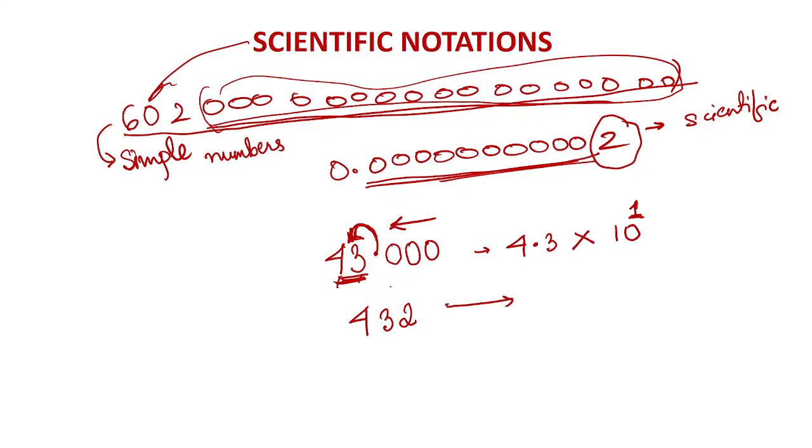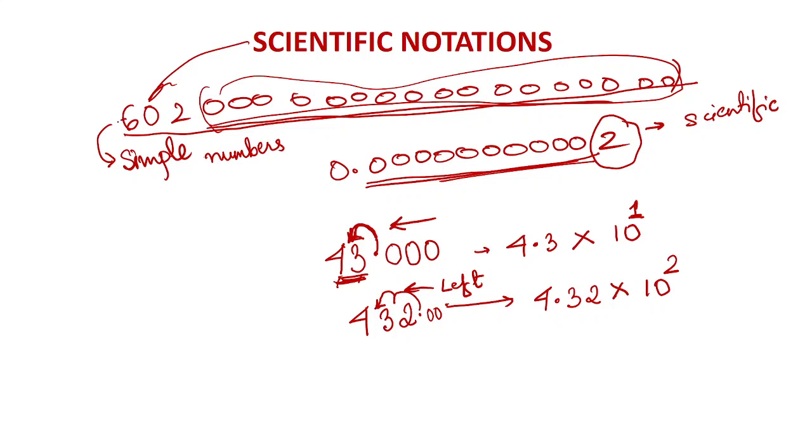Let us do another one, 432. If I am to express this in terms of scientific notation, here also my decimal point is at the end. This time I have to move it 2 digits, so my decimal should be here. So I will write it as 4.32 multiplied by 10 to the power 2. Here also my decimal is moving towards the left, so the power will be positive.